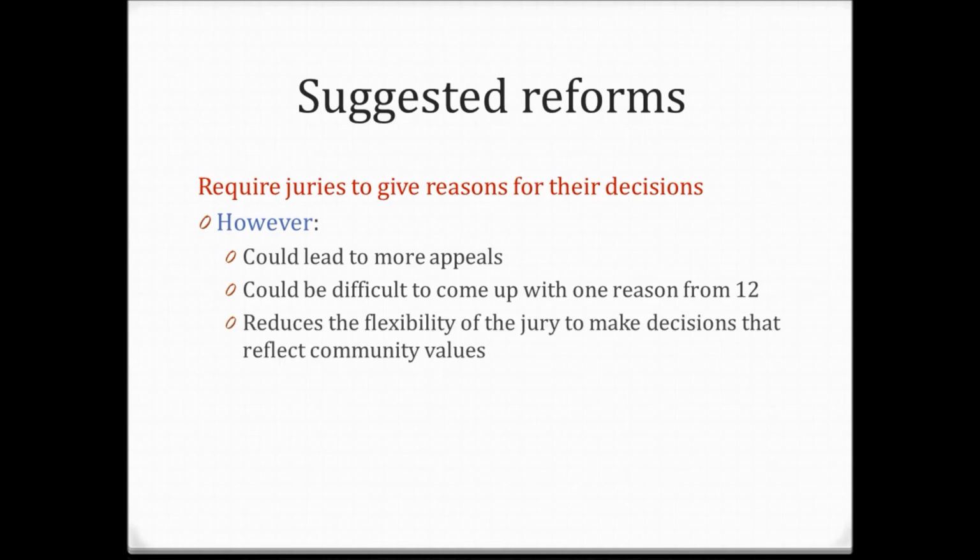It also reduces the flexibility of the jury. We saw when we were looking at the strengths and weaknesses of the jury system that being able to apply community values to the legal system is a key strength of the jury. And they're able to do that because they don't have to give reasons for their decision, so they can choose to ignore the law if they don't agree with it. If they were required to give a reason for the decision, then it will be harder for the jury to make decisions that necessarily reflect community values. It might reduce the ability of a jury to provide a fair hearing or a fair outcome to a case.